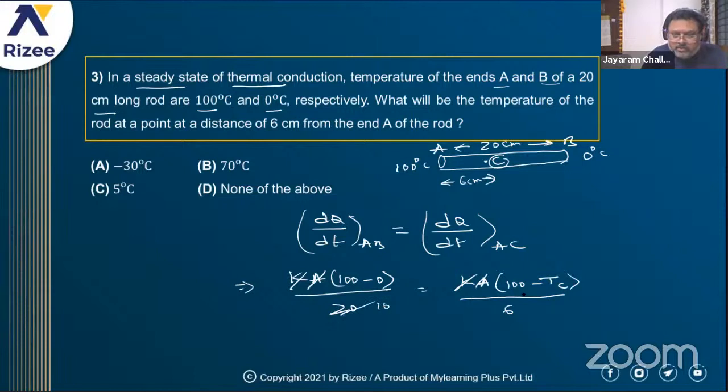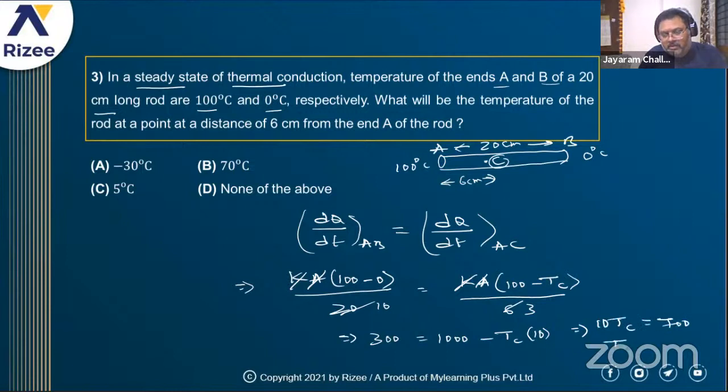So this goes for 10 times, and this is 3 times, so this can be written as 300 is equal to 1000 minus TC into 10. So this can be written as 10 TC, that is the temperature at C, is equal to 700. That means the temperature at C will be 70 degrees centigrade. So this should be your option, please. Next one, please.